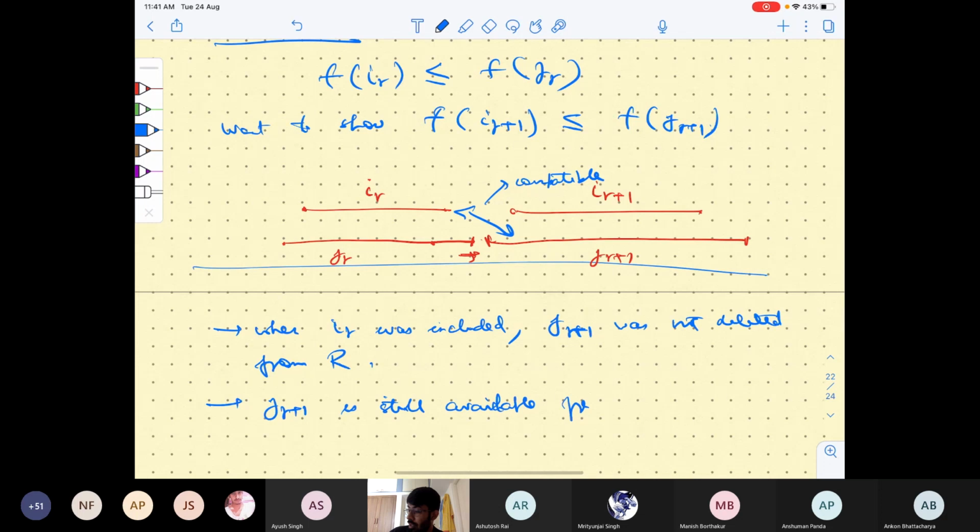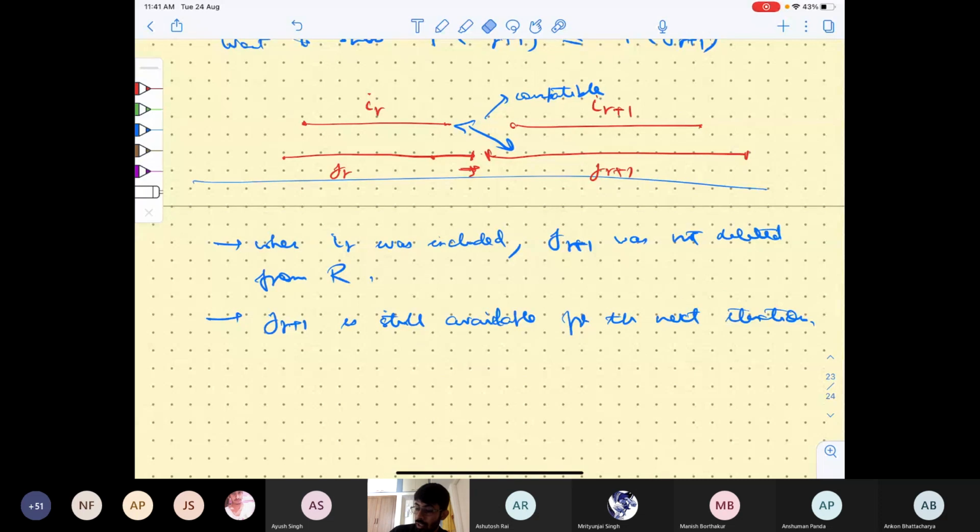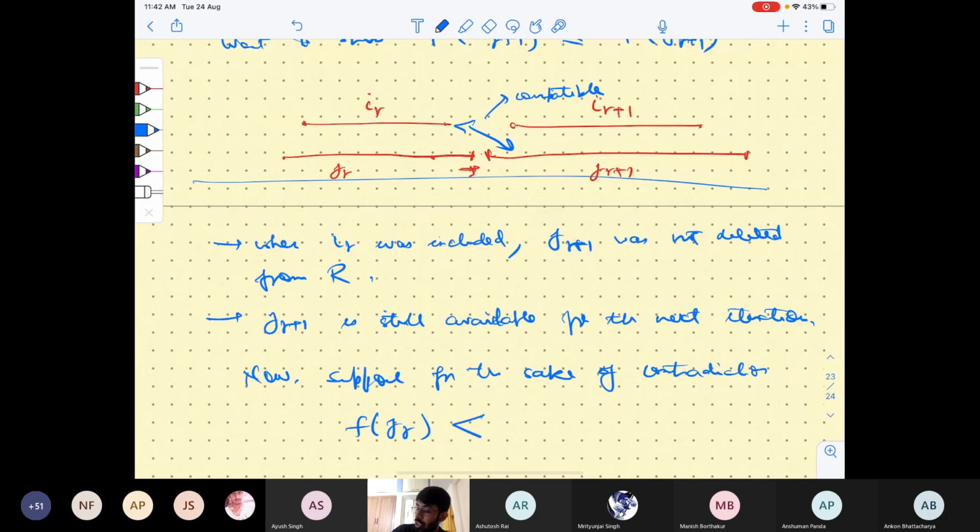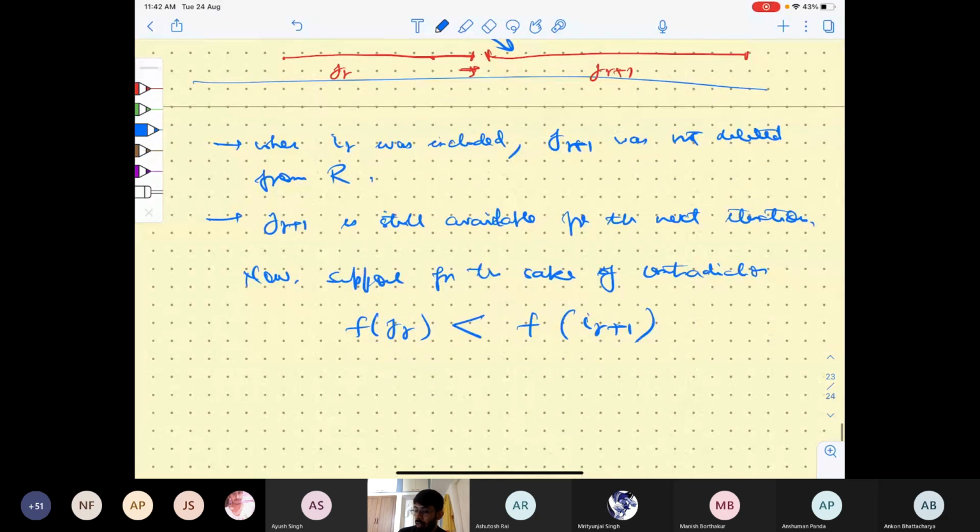For the next iteration. Now, suppose for the sake of contradiction that f of JR was strictly less than the finish time of IR plus 1. Then why does this give a contradiction?